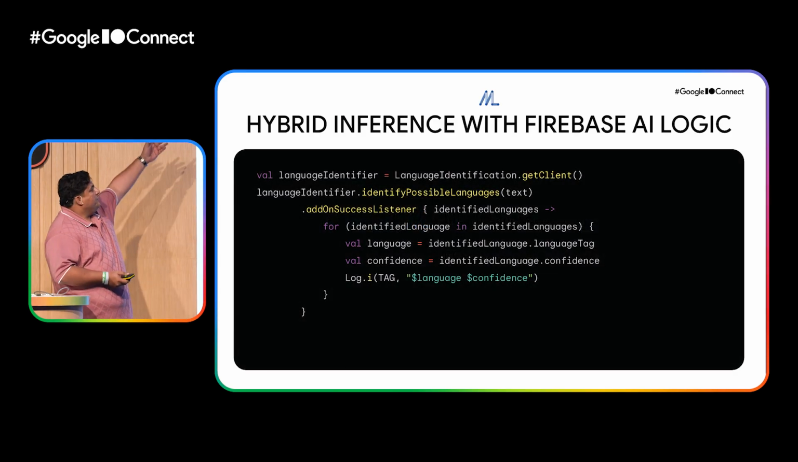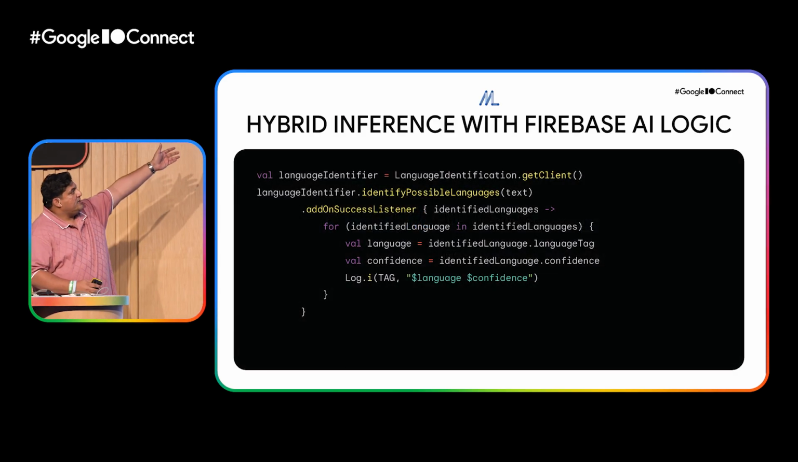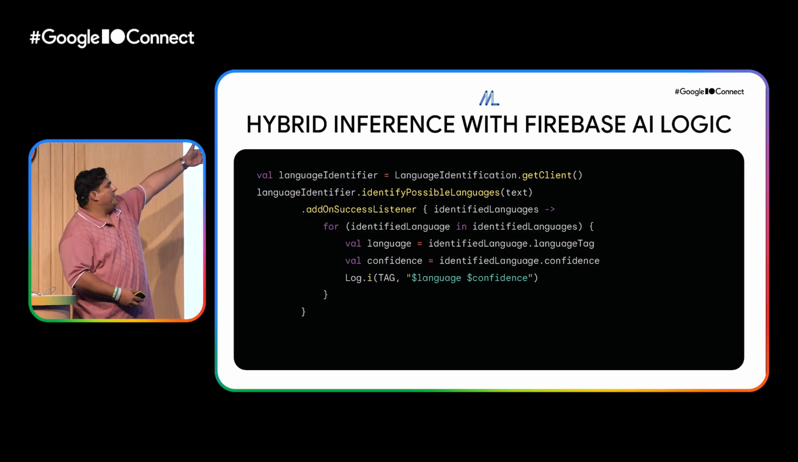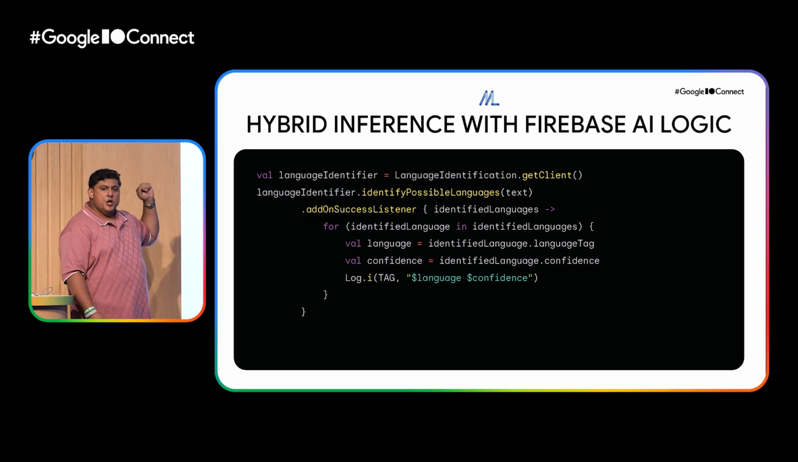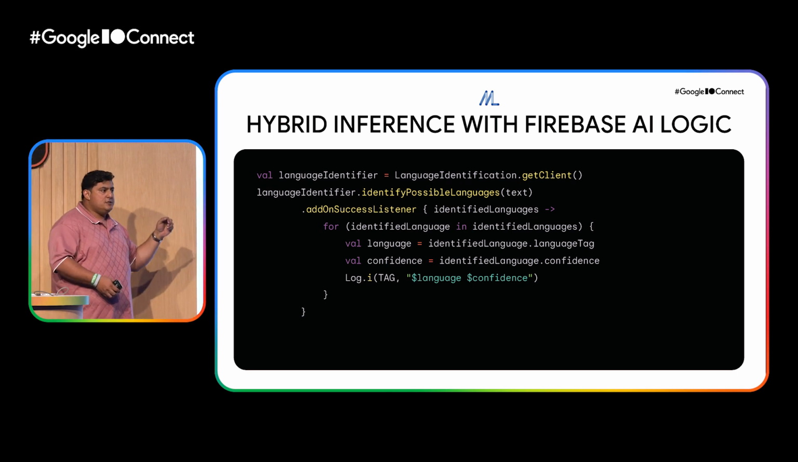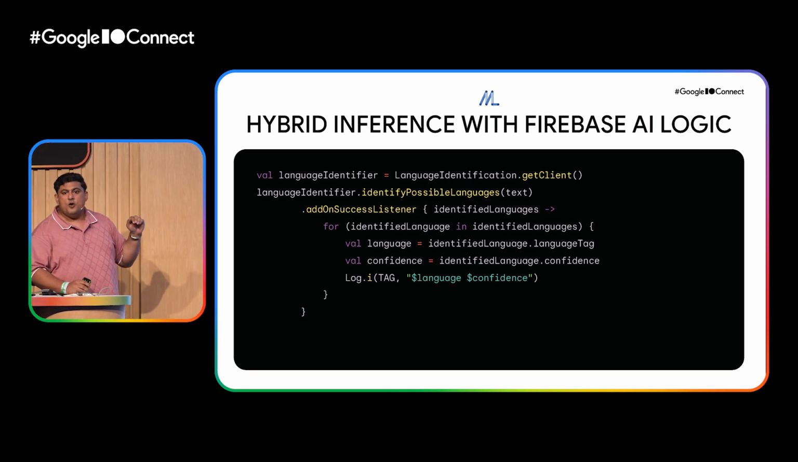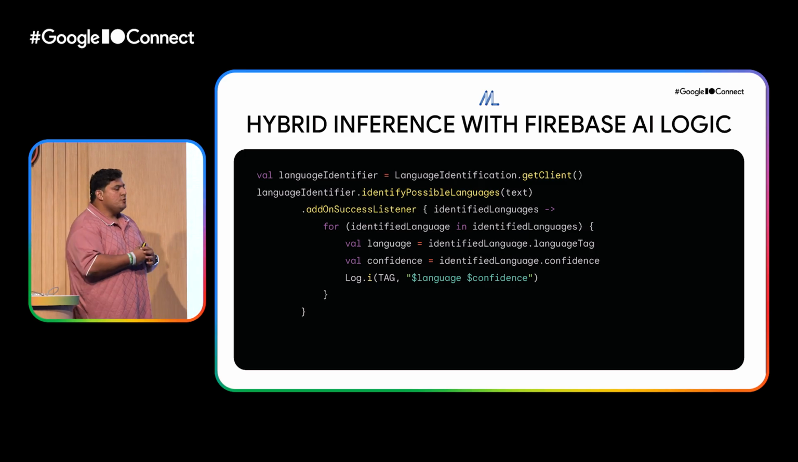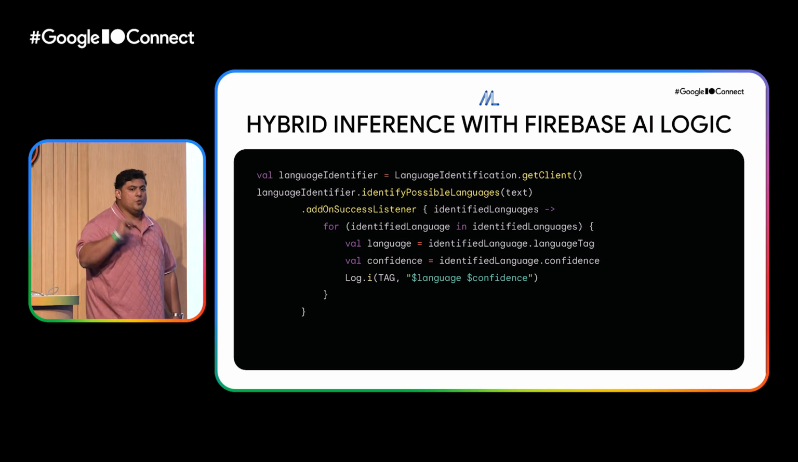Then you can instantiate the model, and this is the code for it. You instantiate the model, and the function call is identify possible languages. You attach a success listener to it. It gets a list of languages along with a confidence score for each. Based on that, you can decide which language it is. Take the language identifier, map it to a language, and decide how to route your query.